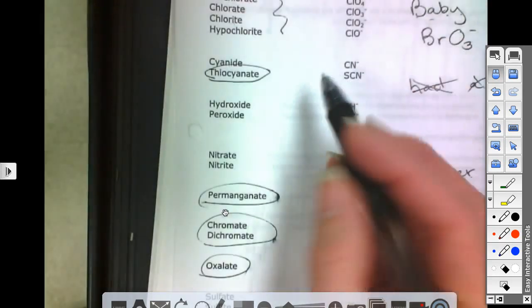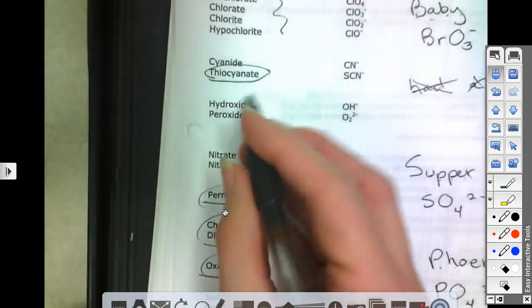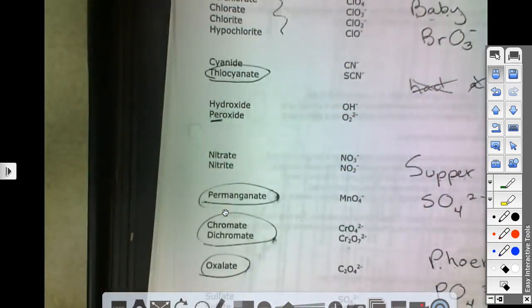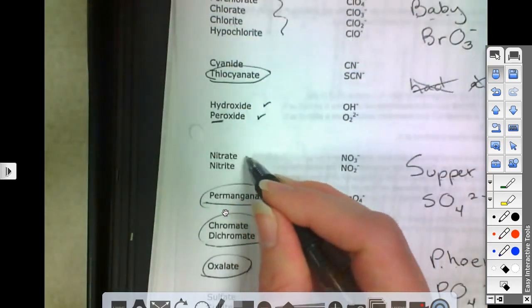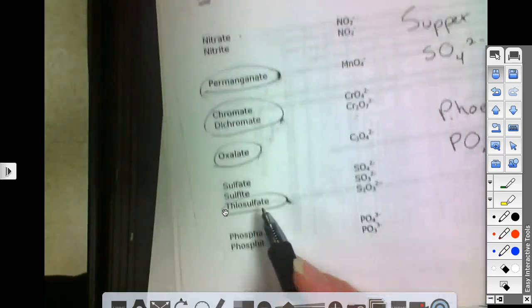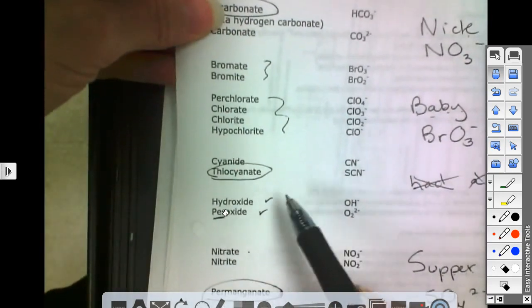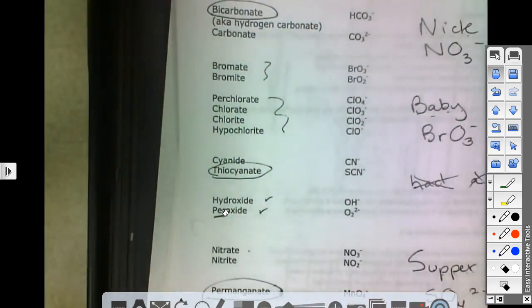Hydroxide is pretty straightforward. It's 1 minus. Peroxide, you know, that per showing up again, has 1 more oxygen. You'd think it has 2 oxygens, so it's O2 2 minus. That one you need to study a little bit. Those are taken care of. Your sulfates are taken care of, and your phosphates are taken care of. So you really only have to study 4 on top of all this.